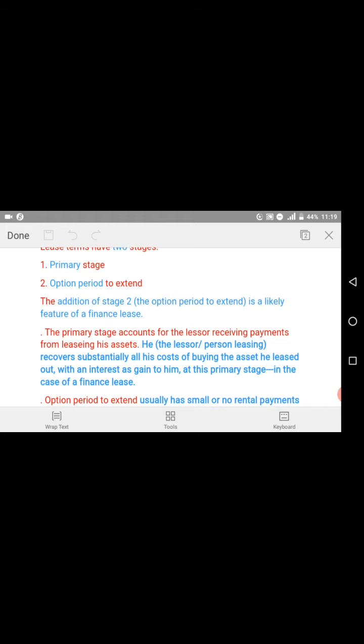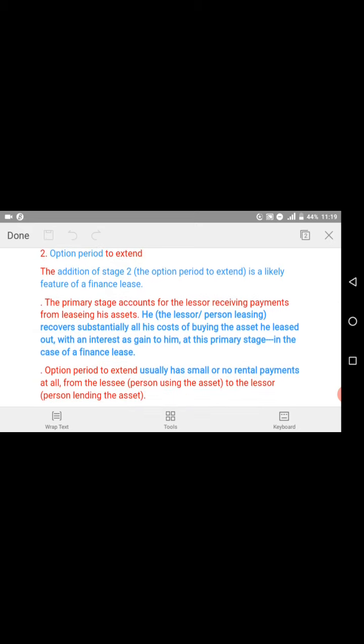The primary stage has taken over most of the cost of his assets, or he could even recover more than the cost of the assets. That's part of the primary stage. That's the 10 years period. Then the second one is the option period to extend. It usually has small or no rental payments at all from the lessee.